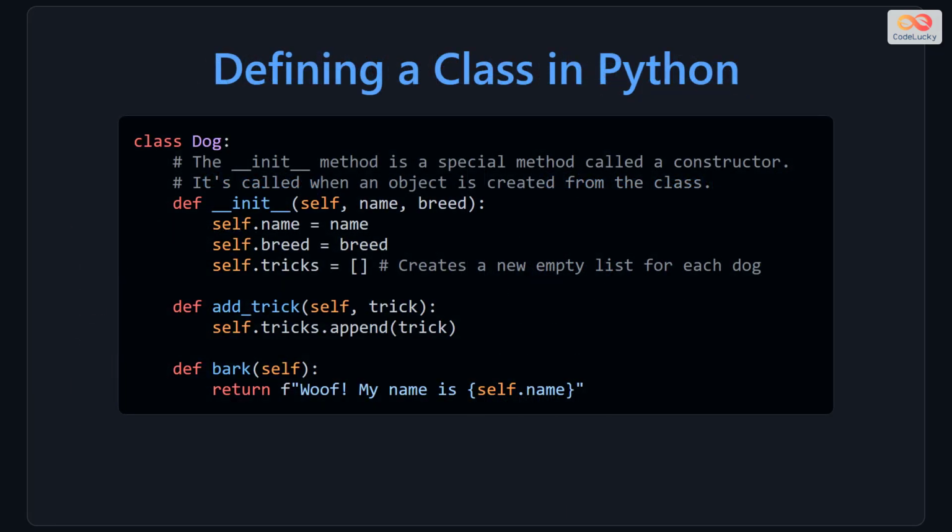Here's how you would define that dog class in Python. We use the class keyword followed by the class name. Inside, we have a special function called init, which is the constructor. This function is automatically called when you create a new object. It sets up the initial attributes of the object, like its name and breed. We can also define other functions, called methods, like addTrick or bark, which define what a dog object can do.